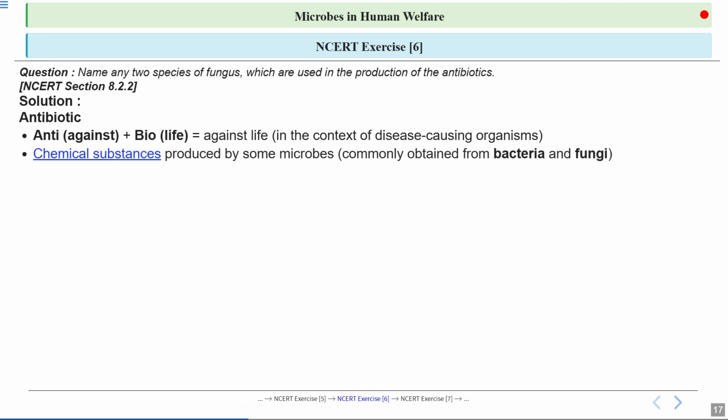So these are basically chemical substances which are produced by some microorganisms, and they are commonly obtained from bacteria and fungi. These bacteria and fungi produce a large amount of secondary metabolites. Some of them are bioactive. They have bioactivity. So these can be antibacterial, anti-inflammatory, and so on. Now the chemicals can kill or they can retard the growth of other disease-causing microorganisms.